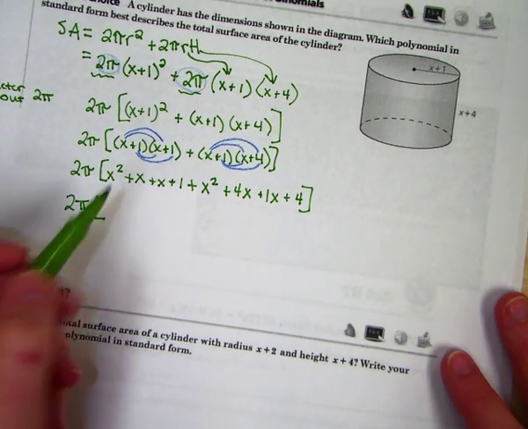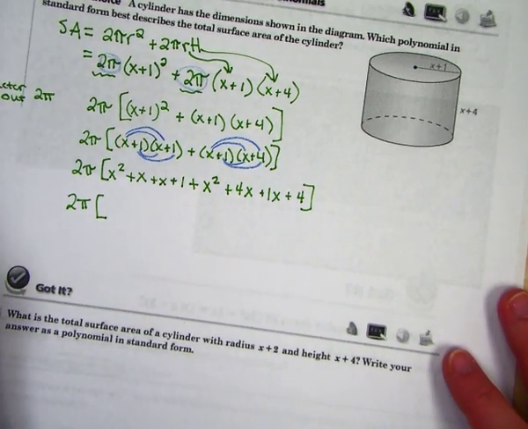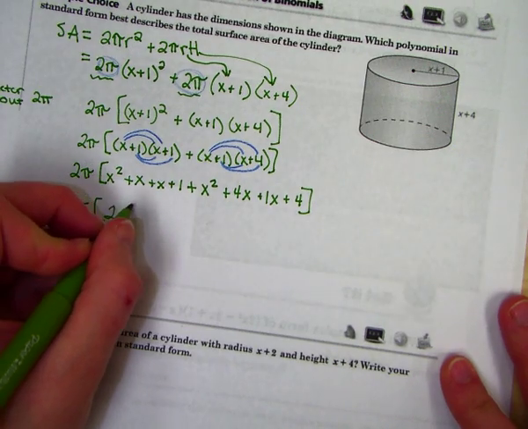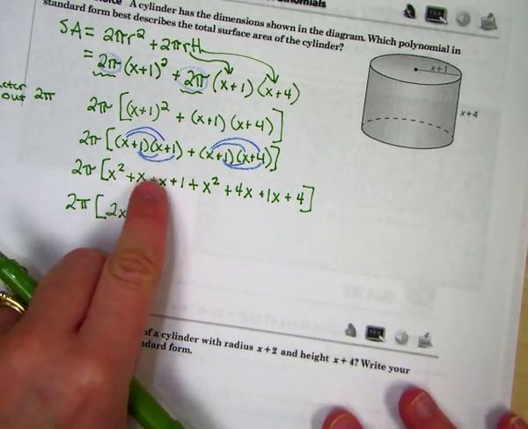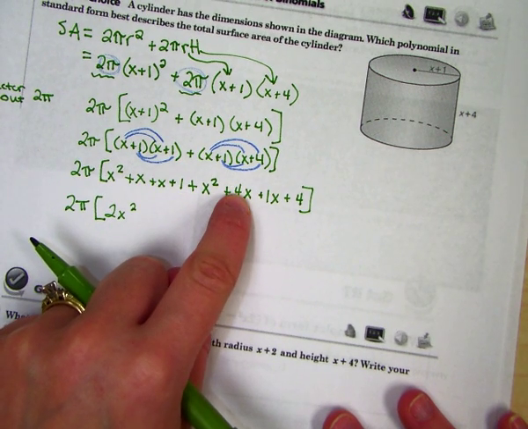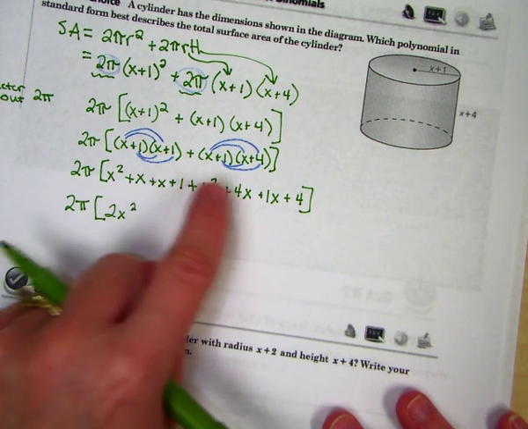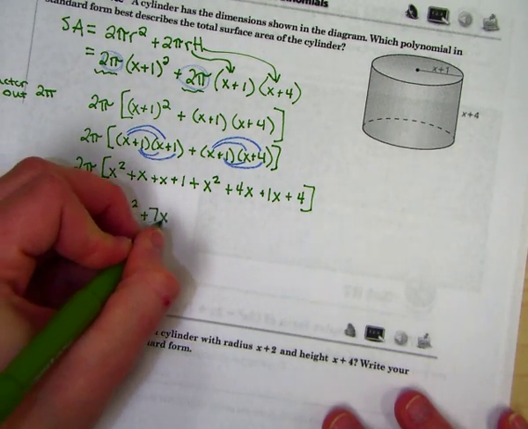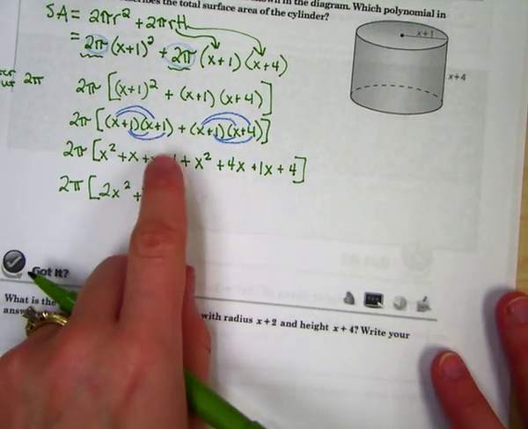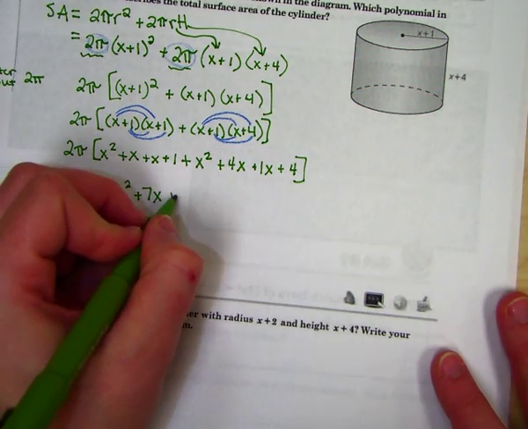Ready? How many x squareds do you see? Hopefully 2x squared. How many x's do you see? 1, 2, 4, that makes 6, 1, 2, 3, 4, 5, 6, 7. How many constants do you see? 1 and 4 makes 5.